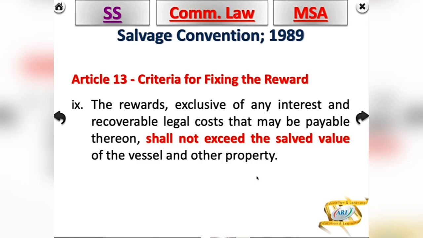Are you with me? Sir, one thing I would like to ask: this amount of the salvage, will it be paid by the P&I Club? No. Good question. Very good question.